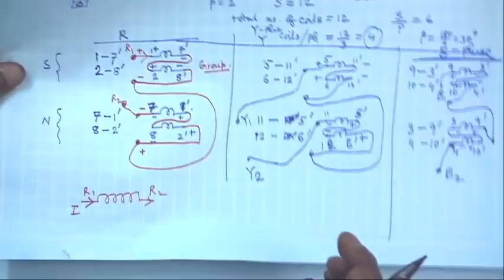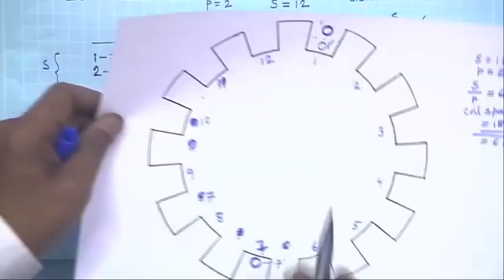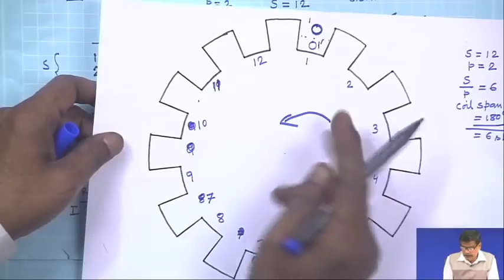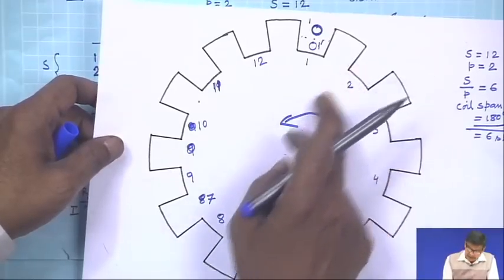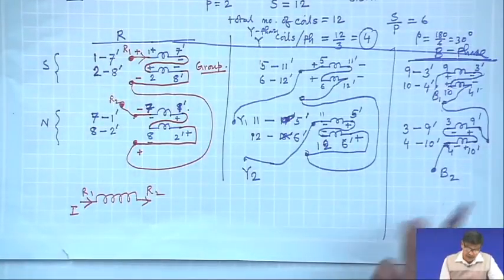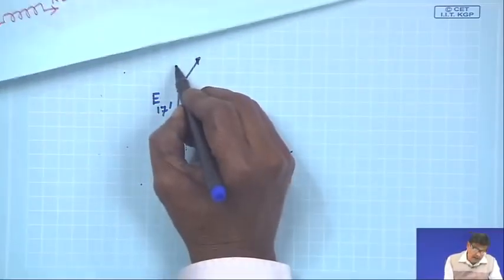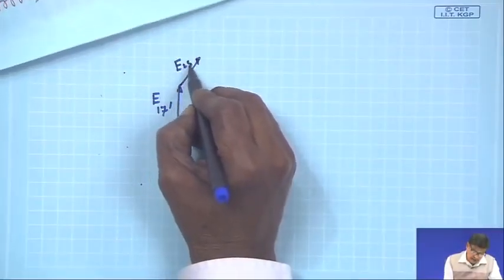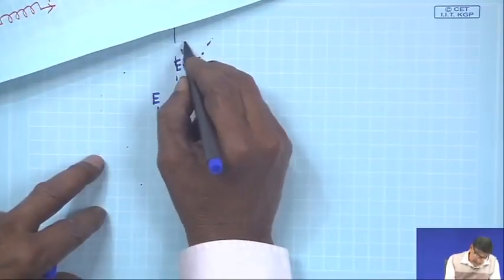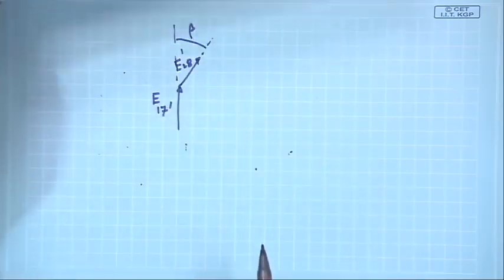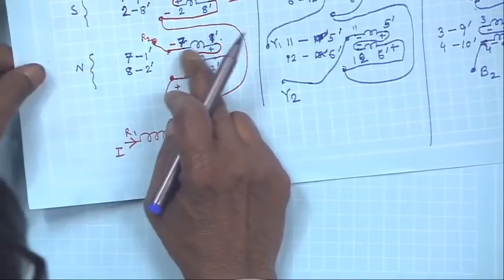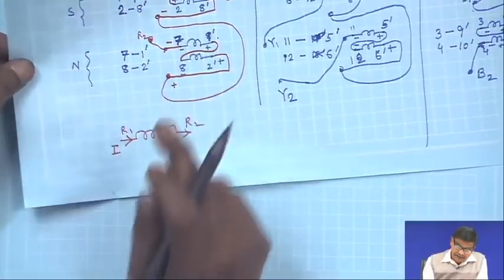Therefore, it will be like this, if you assume the rotor is rotating in this direction, south pole. Whatever is happening to coil 1, after beta degrees, one slot pitch angle, the same thing is going to happen to coil 2. Therefore, this will be the phasor E28 dashed, this length, and this angle is beta, 30 degrees in this case.